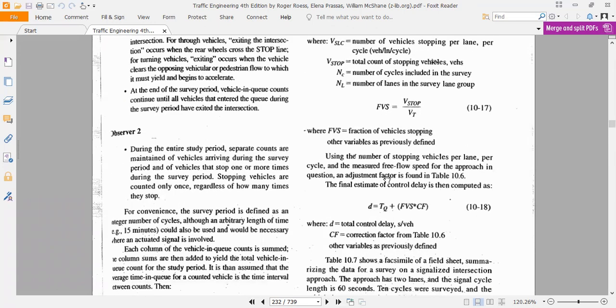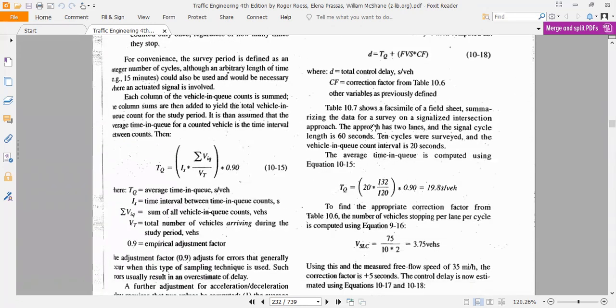2 is the number of lanes in the survey group. Where is this 2 coming from? Here is the statement of the problem, that Table 10.7 shows a facsimile of a field sheet summarizing the data for a survey on a signalized intersection approach. The approach has 2 lanes, so here they are specifying the number of lanes. And the signal cycle length is 60 seconds. Remember the definition of signal cycle length: it contains the red light, green light, and the transition period, that is the amber light as well. Ten cycles are surveyed. So putting all this information into these equations, you will get that on average 3.75 vehicles are standing per lane per cycle length.